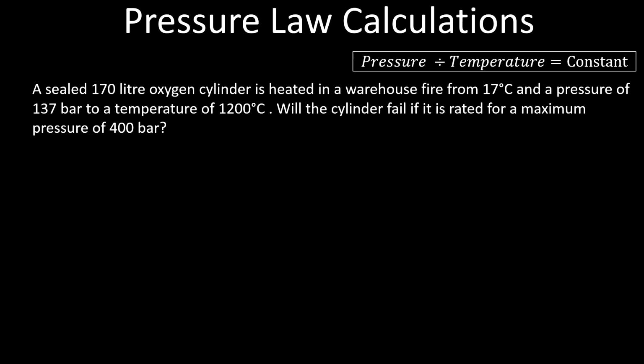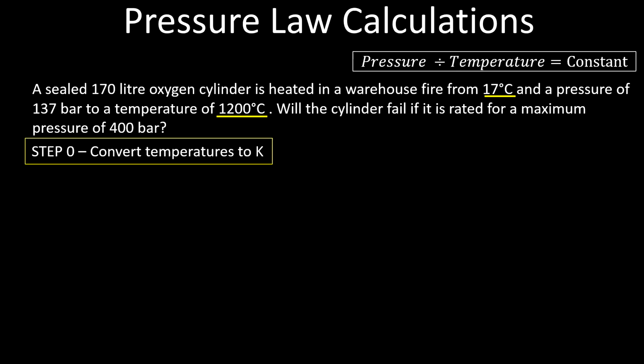So what we're really being asked to find here is what is the pressure of the cylinder when we increase the temperature, and is it over 400? So that's a slight twist to what we've done before. We're not just calculating a straight value, we have to calculate and compare. The other tricky bit is we've got two temperatures and we need to convert them both. We have a starting temperature and an end temperature, and again, step 0, we do that first, add 273 to both of them to get 290 Kelvin for our starting temperature and 1473 for our final temperature.